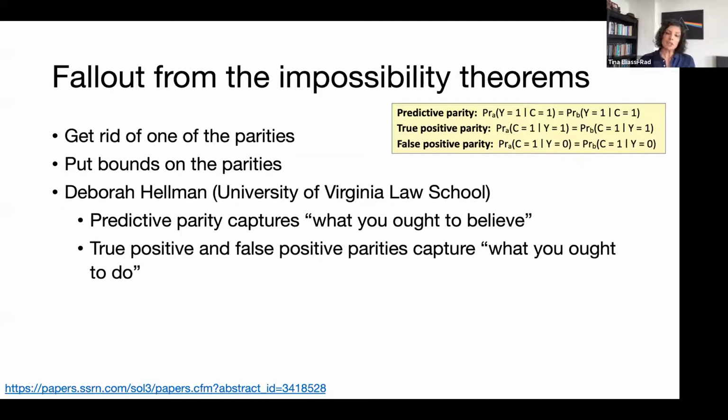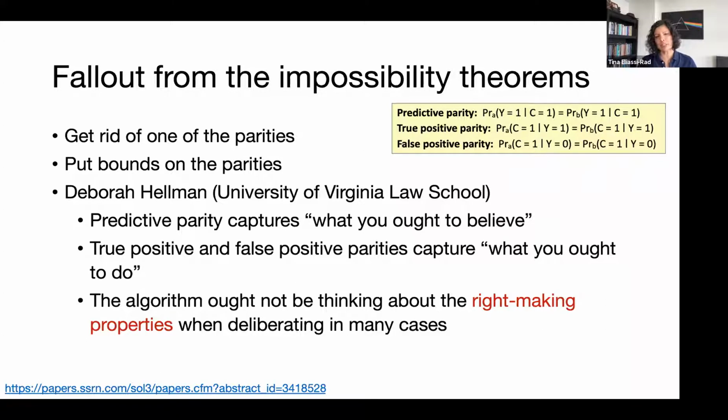So a ray of sunshine here is work by Deborah Hellman, who is a professor of law at University of Virginia, and she's actually thinking about what these measures that you're getting from the confusion matrix mean. In her paper, and I believe she's developing this into a book, predictive parity captures what you ought to believe, and true positive and false positive parities are capturing what you ought to do.